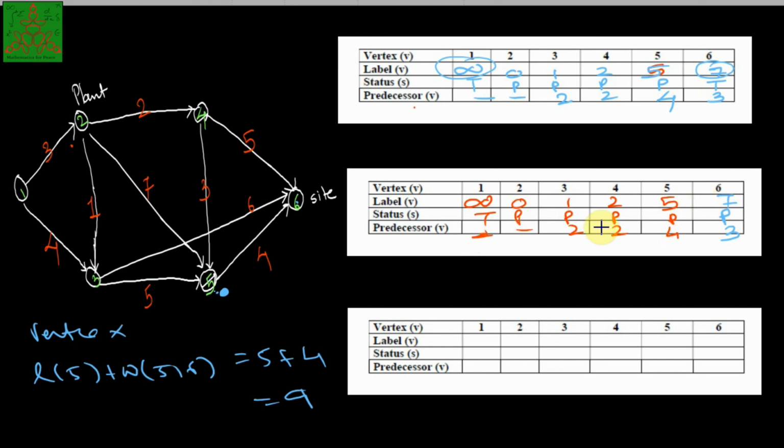Now what will be the cost? The cost is 7, that is fixed. That means to travel from plant 2 to plant 6, the cost is 7. And what will be the path? How do we calculate the path?